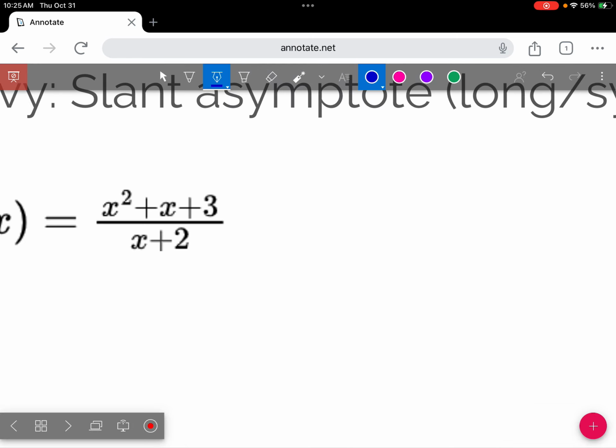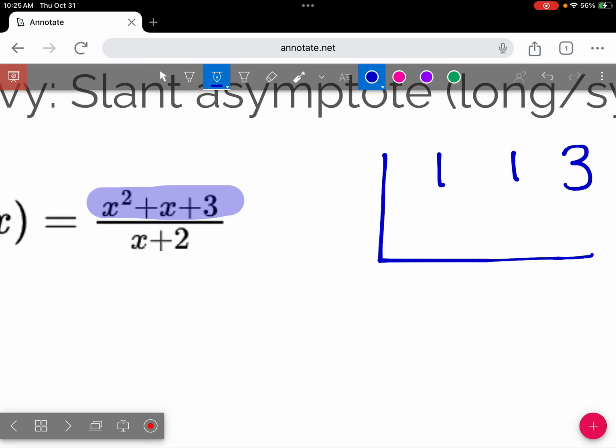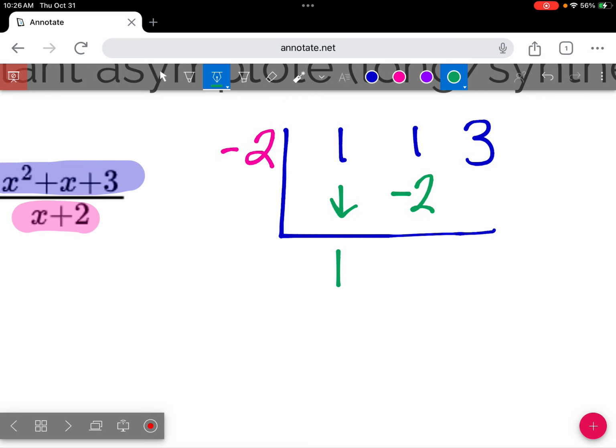So we're going to take our numerator, and I'm going to set up our synthetic division right here. What are our coefficients for our numerator here? 1, 1, 3. And what is our root that we're dividing by? Negative 2. So then we do our synthetic division. Our 1 drops. 1 times negative 2 is negative 2. Add them together, we get negative 1, positive 2, and we get a remainder of 5.